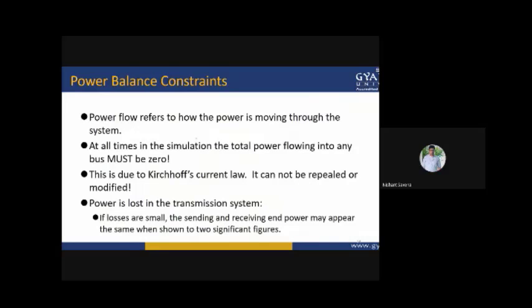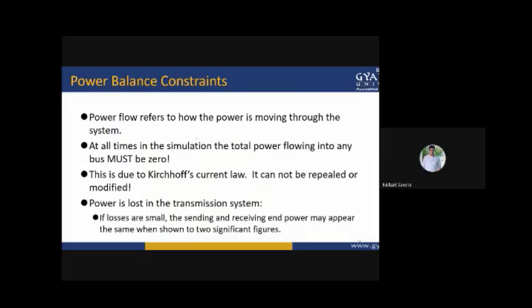Now, the power balance constraints. The power flow refers to how the power is moving through the system at all times in the simulation. The total power flowing into any bus must be zero. This is due to Kirchhoff's current law. It cannot be repealed or modified. The power is lost in the transmission losses.